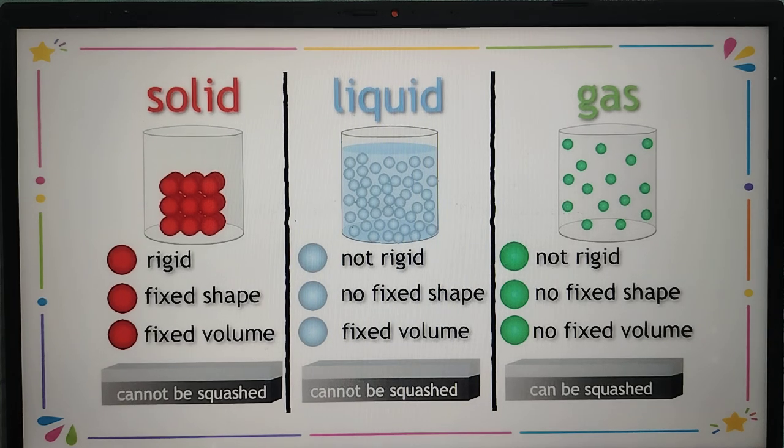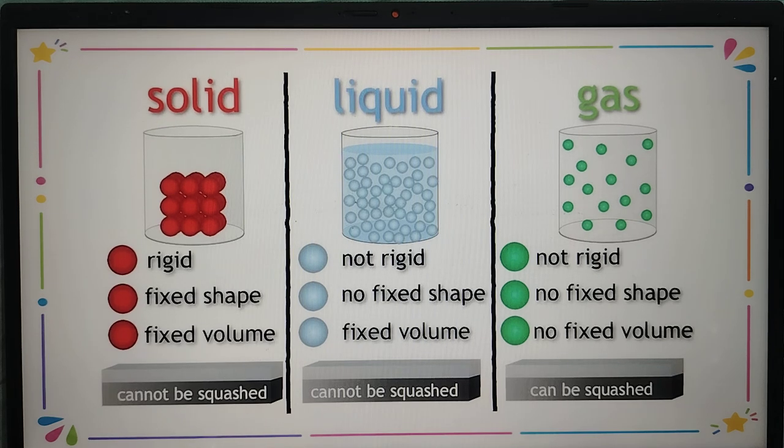The characteristics have been discussed in your Grade 5. Solid is rigid, like when you tap a table. It does not change its shape easily because it has a fixed shape and a fixed volume. Liquid is not rigid, has no fixed shape, but has a fixed volume. For gases, it is not rigid, with no fixed shape and no fixed volume.